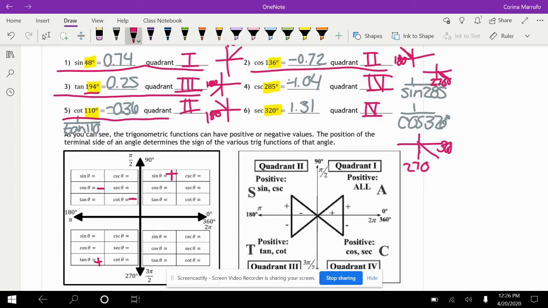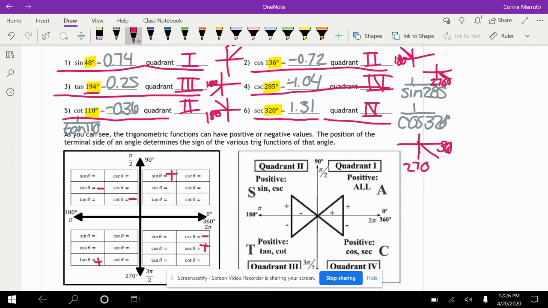Then on the next one, we have cosecant. Cosecant gave me a negative number in quadrant 4. So here's quadrant 4, and here's cosecant. Cosecant gave me a negative. And then here, secant is equal to positive 1.31, and that is in quadrant 4. So in quadrant 4, secant was positive.